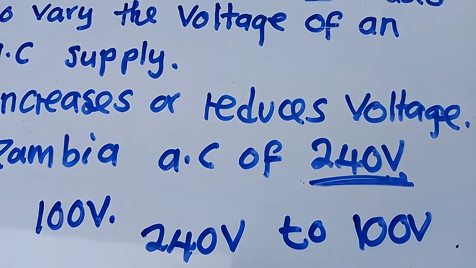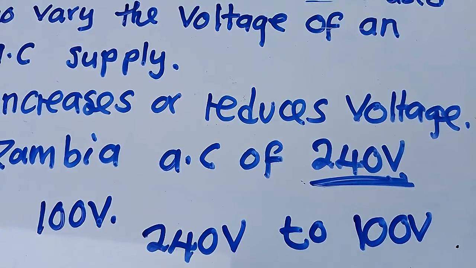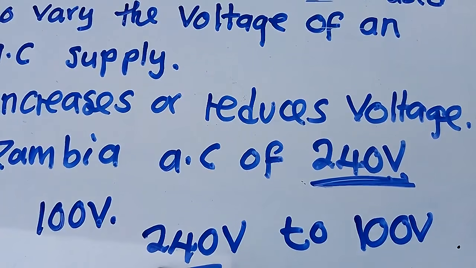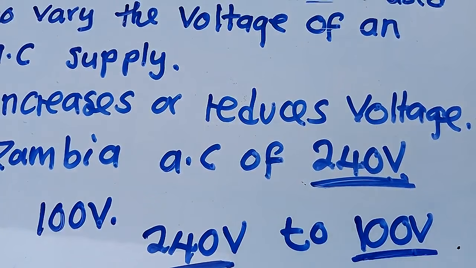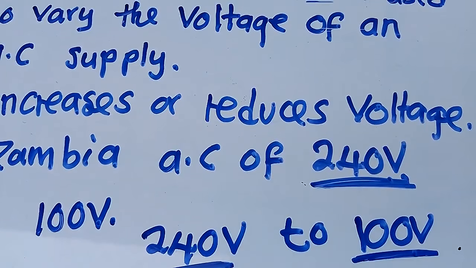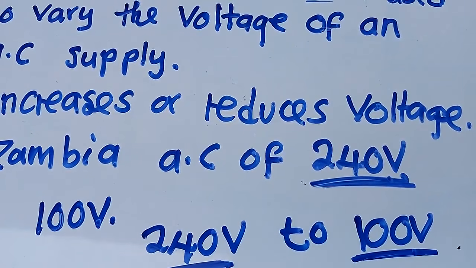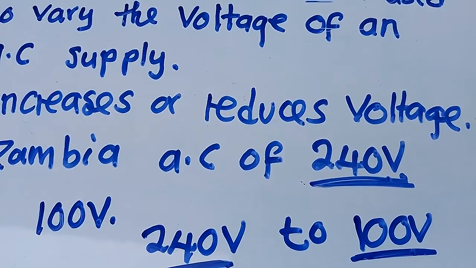So when we want to use Japanese electric appliances, we need a transformer that will change the 240 volts to 100 volts so that it can fit. This is what you need to understand. If the appliance is connected directly to a Zambian power supply, it may break, because the voltage of the supply is too high for the Japanese electric appliance. This is what you need to know and understand.